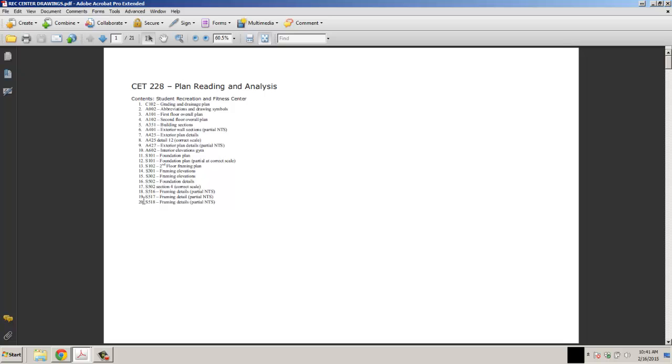Student Recreation and Fitness Center, but you can see we've got a C102, which is our drainage and grading plan. And then we have a series of architectural drawings, including our exterior elevations, our building sections, see how they're set in a 3 designation, our second floor plans overall. We've got some structural drawings down here, and some structural framing. So this is 21 sheets. Let's take a look at it.